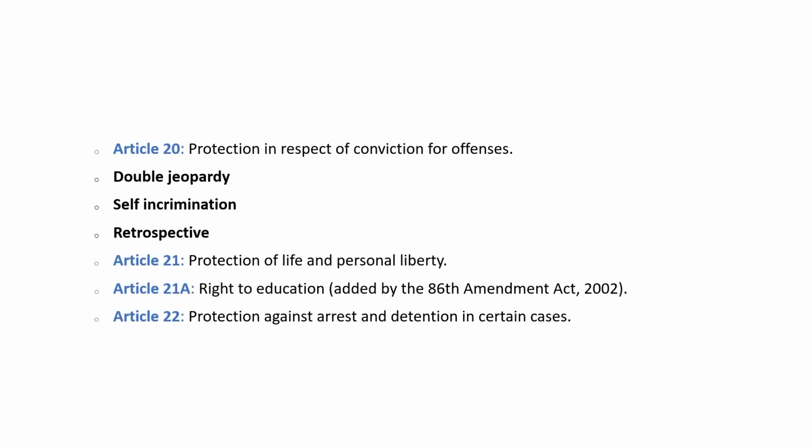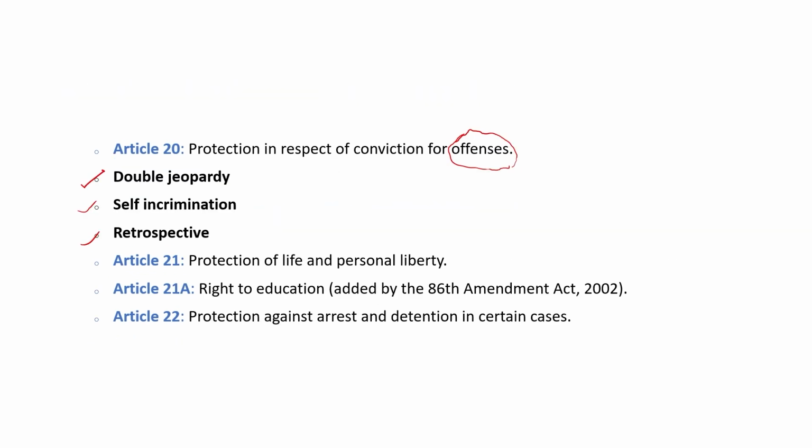Next is Article 20, which protects in respect of conviction of an offense or crime. So it provides some protection in relation to offenses. What kind of protection does Article 20 provide related to offenses? There are three terms which you have to understand. First is double jeopardy, second is self-incrimination, and third is retrospective.